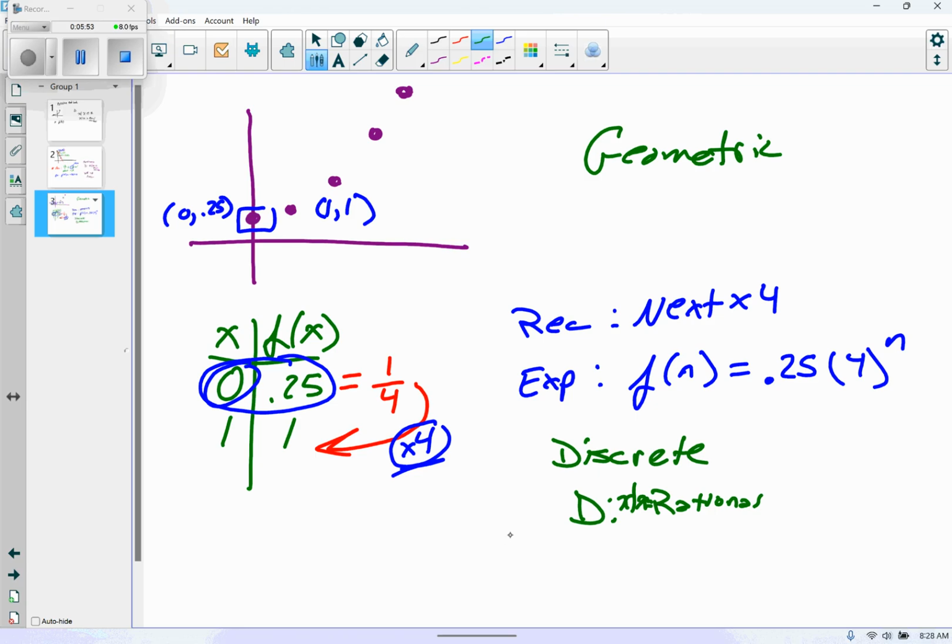And then we have our equation, and then this has a growth factor of 4. Okay.